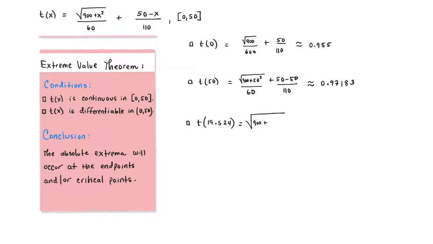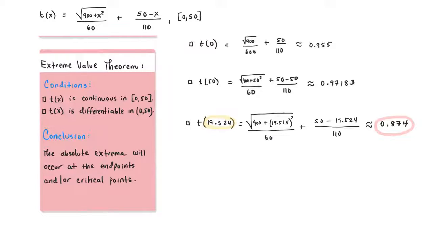And when you plug in 19.524, we're going to have the square root of 900 plus 19.524 squared, divided by 60, plus 50 minus 19.524 divided by 110. That will be approximately equal to 0.874. Now you're going to look at all of the three answers that we got: 0.955, 0.97183, and 0.874. So then it is clear that this value right here is the smallest value of the function. So this is telling us that the absolute minimum is going to happen exactly at the critical point. That means that x should be 19.524 as the distance between point A and B.